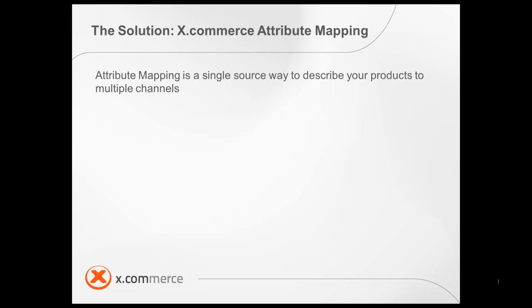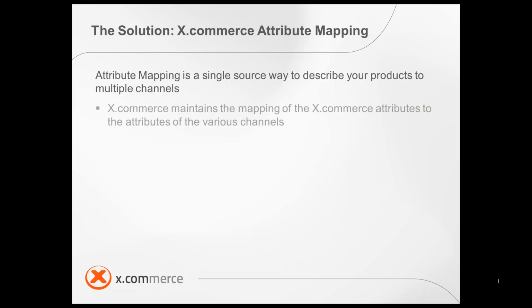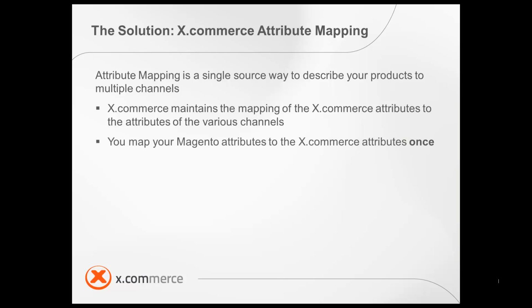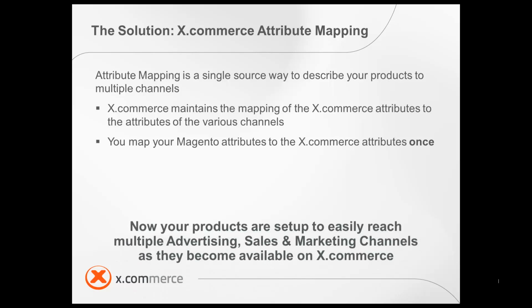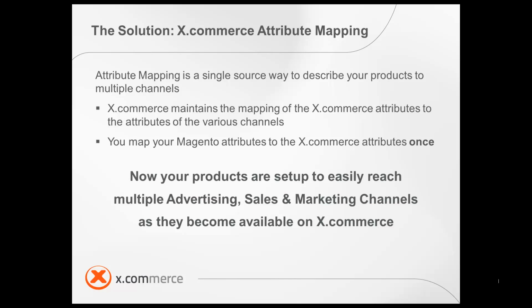The solution is X.commerce attribute mapping. Attribute mapping is a single-source way to describe your products to multiple channels. X.commerce maintains the mapping of the X.commerce attributes to the attributes of the various channels. This means you map your Magento attributes to the X.commerce attributes once. Now your products are set up to easily reach multiple advertising, sales, and marketing channels as they become available on X.commerce.